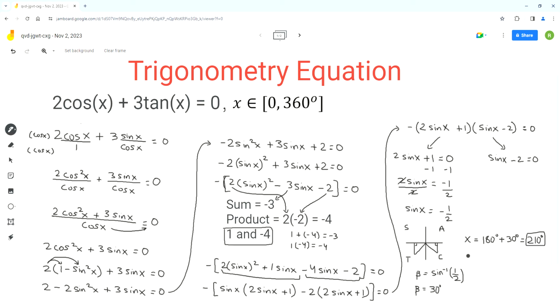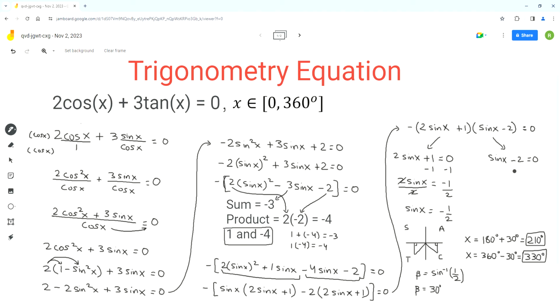Now the second solution will be 360 degrees minus 30 degrees, which is equal to 330 degrees. So these are the two solutions from the first case.